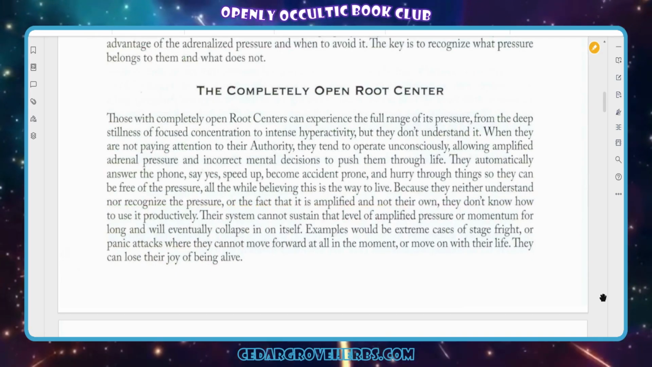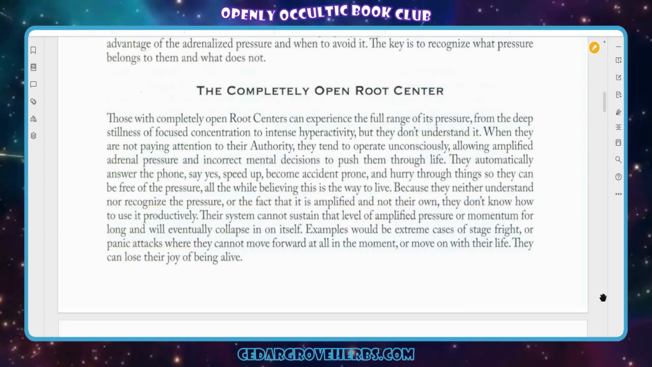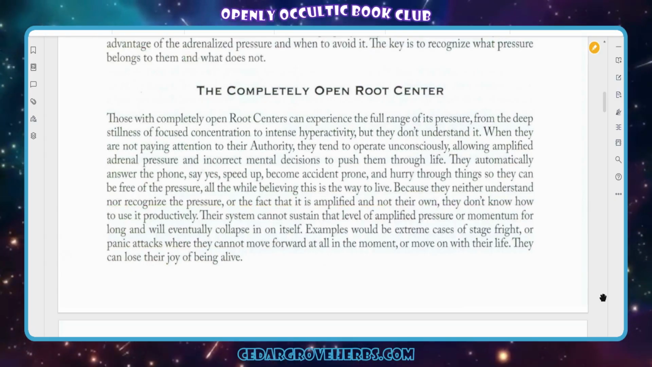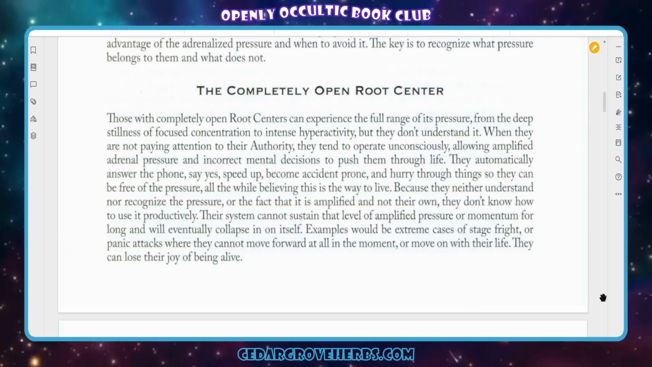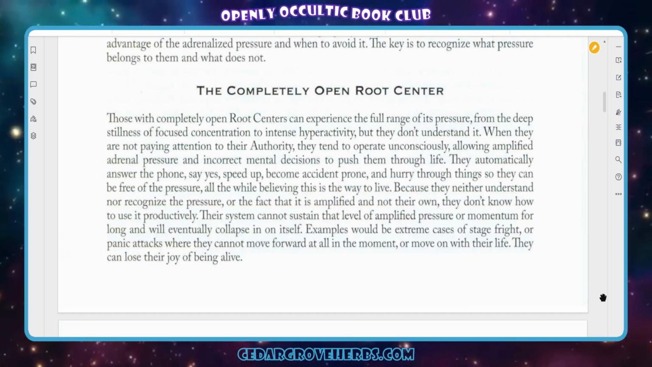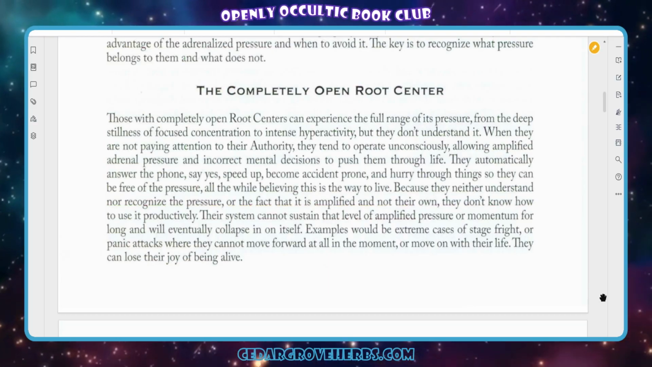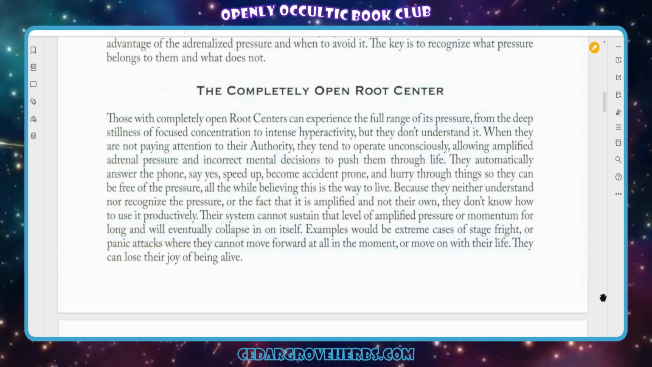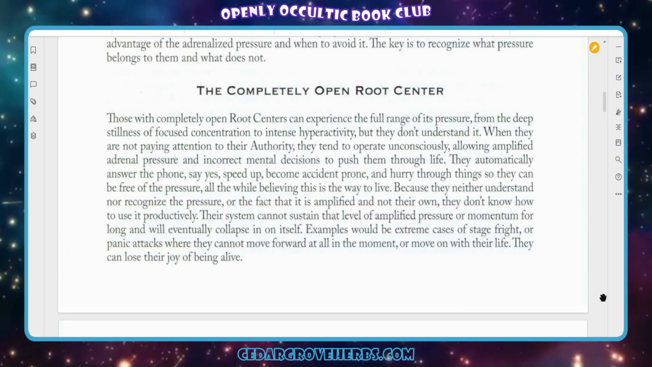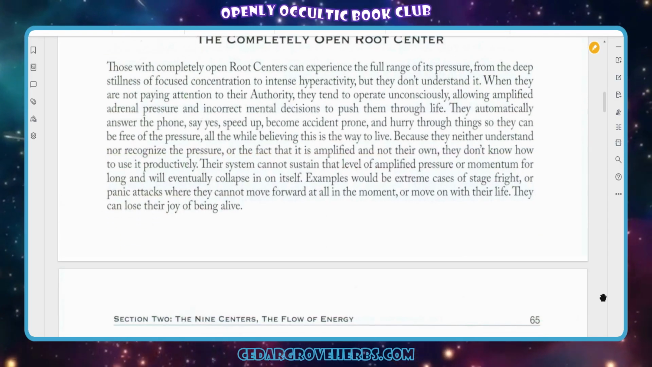They don't know how to use it productively. Their system can't sustain that level of amplified pressure or momentum for long and will eventually collapse in on itself. Examples would be extreme cases of stage fright or panic attacks where they can't move forward at all in the moment or move on with their life. They can lose their joy of being alive.